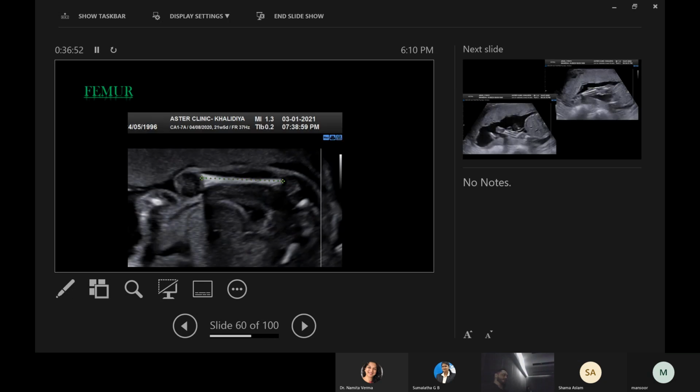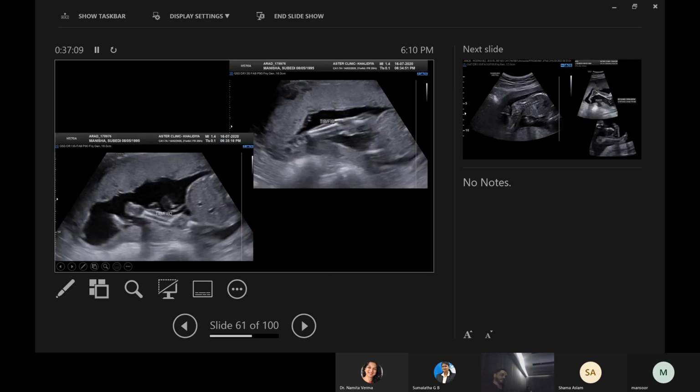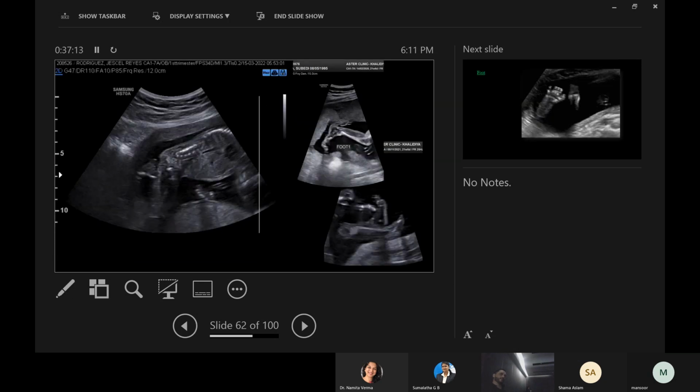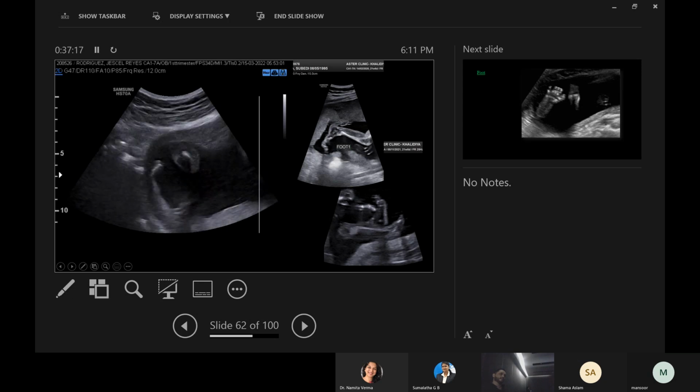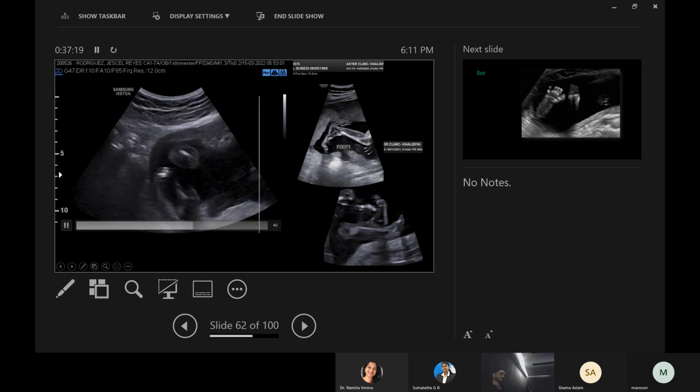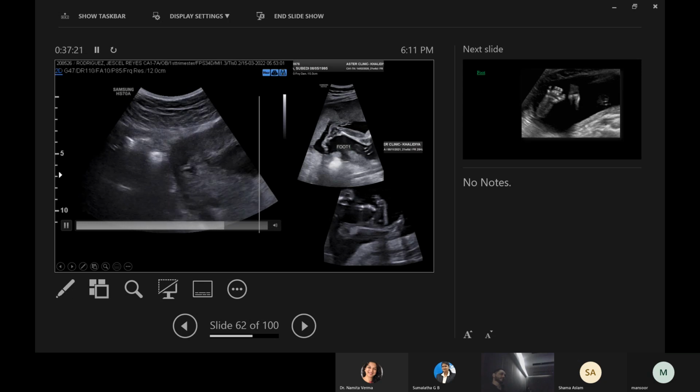Now, coming to the limbs, the femur length. The femur should be horizontal, not oblique, as it will cause foreshortening. About the specular reflection from the epiphysis, I already told you not to take that, only the diaphysis measurement. Then the tibia and fibula, and the relationship of the foot to the leg, right angles, no club foot. Just take a cine clip, a very easy, simple way.